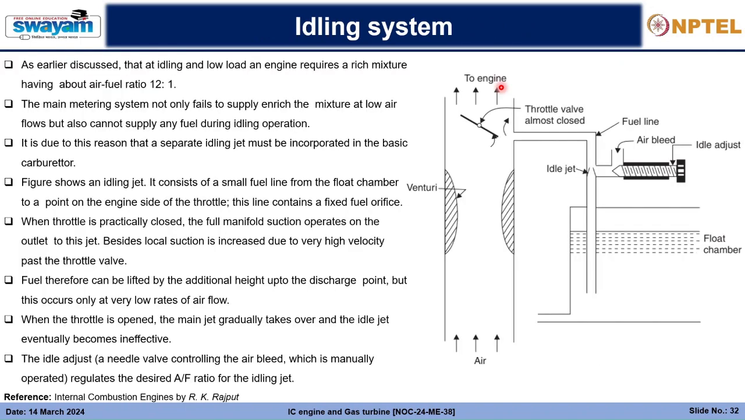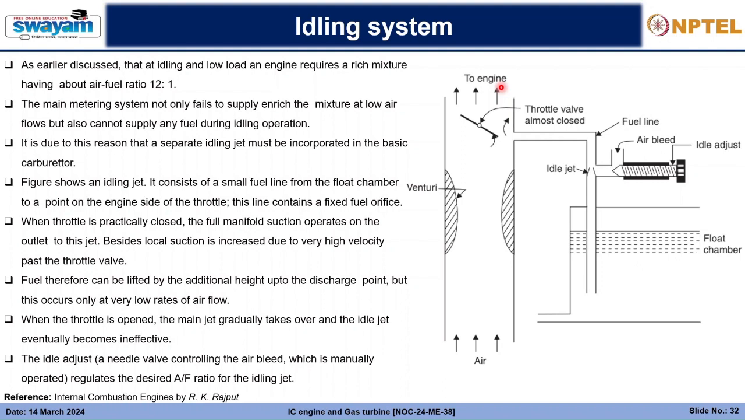So we have now understood how the main metering system works. The objective of the main metering system is to supply the air-fuel mixture to the engine cylinder at load conditions around 25% to 75%, which is also called the cruising load.